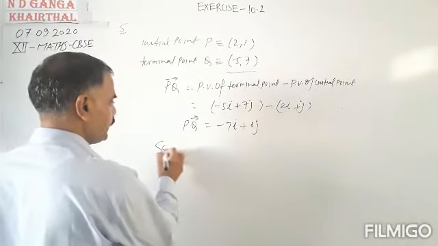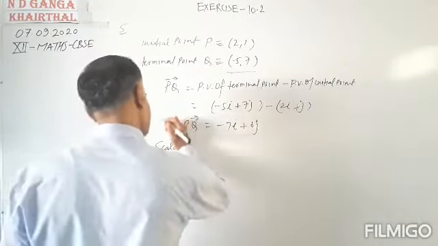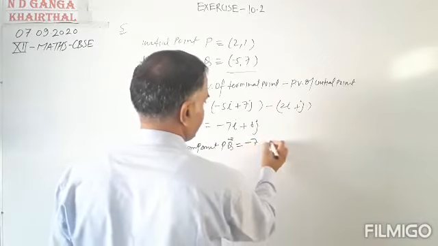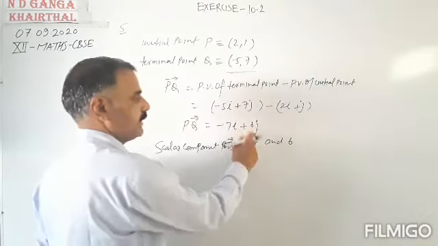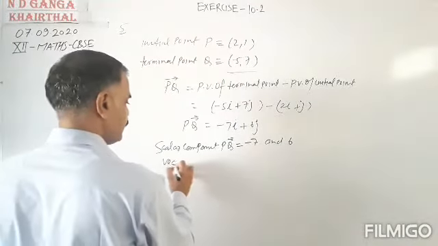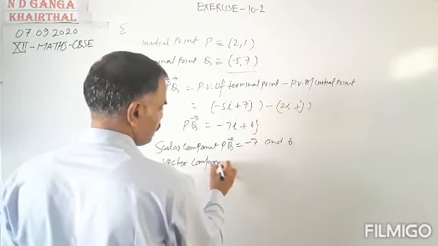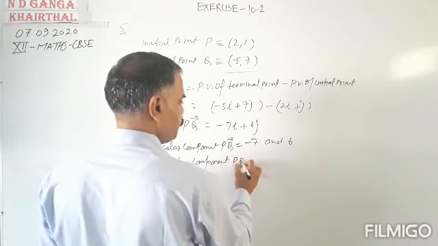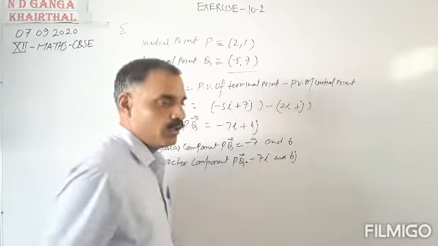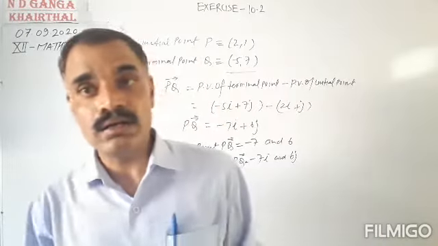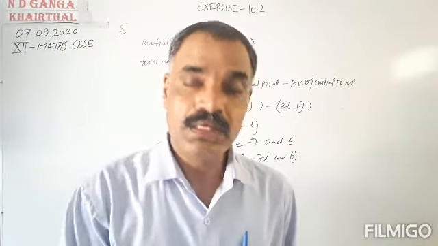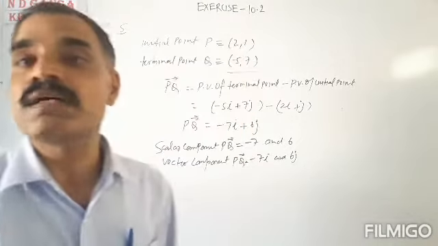Now the scalar components of PQ vector are minus 7 and 6, without the unit vectors i cap and j cap, and the vector components of PQ vector are minus 7 i cap and 6 j cap. Okay, along with the direction. Vector components are along with the directions i cap and j cap, and scalar components are without the direction, without i cap and j cap. Okay, now this was question number 5.